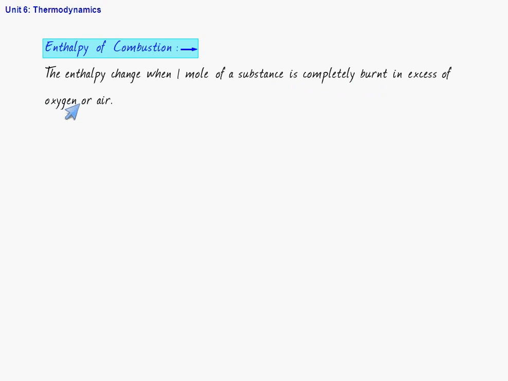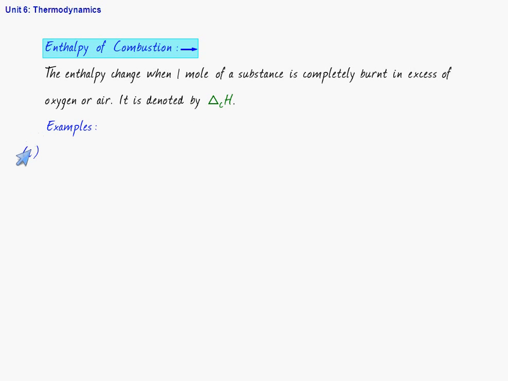or air. So enthalpy of combustion is defined as the enthalpy change when 1 mole of a substance is completely burned in excess of oxygen or air. It is denoted by delta CH. Let us discuss some examples of enthalpy of combustion.